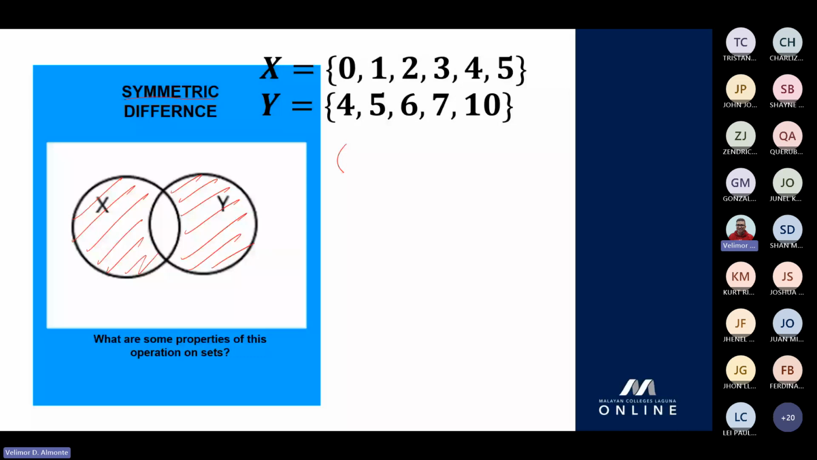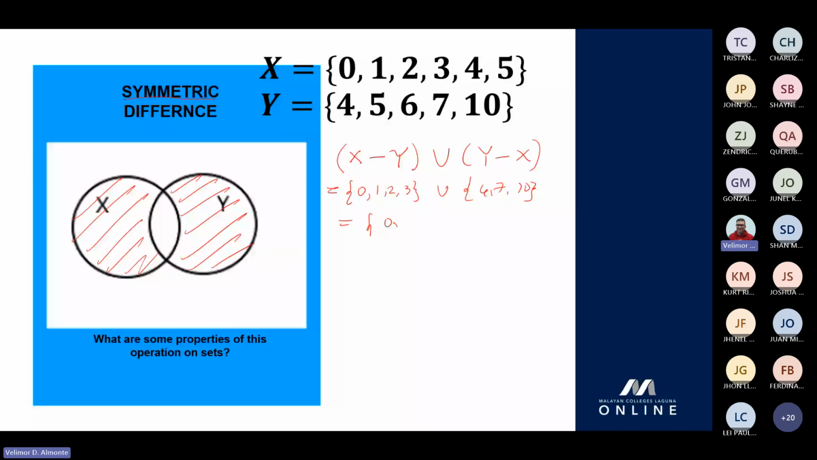And so therefore, it's x minus y union y minus x. That's why it's referred to as set difference, symmetric difference. If I list down the elements of x minus y, we have 0, 1, 2, 3. Y minus x, we have 6, 7, 10. Take the union, we have 0, 1, 2, 3, 6, 7, 10.